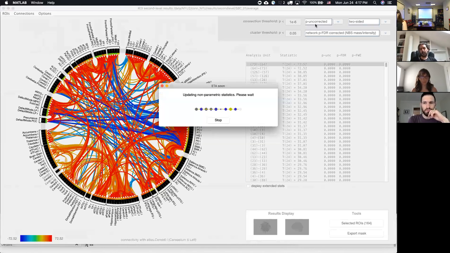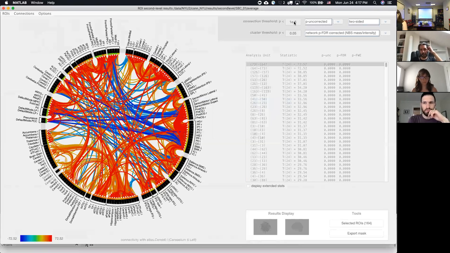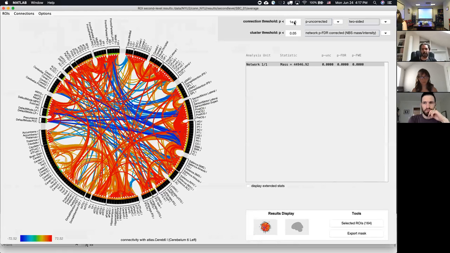And for that you need to define the threshold relatively conservatively in order to be able to have multiple subgraphs, because otherwise you are going to have just a single graph. This is still running. Sorry.